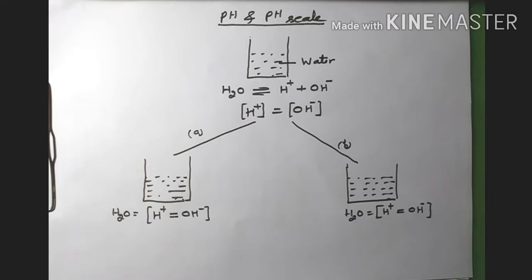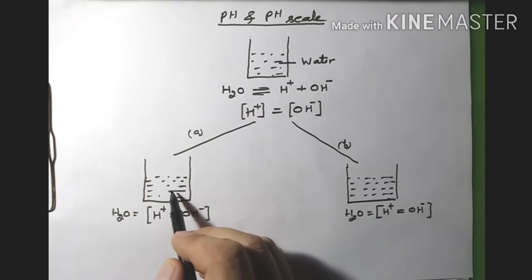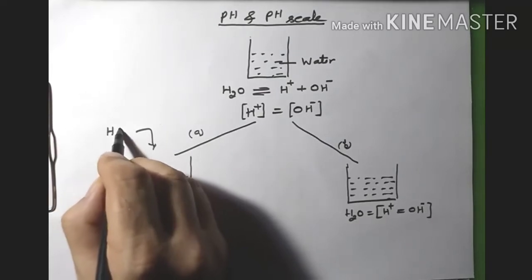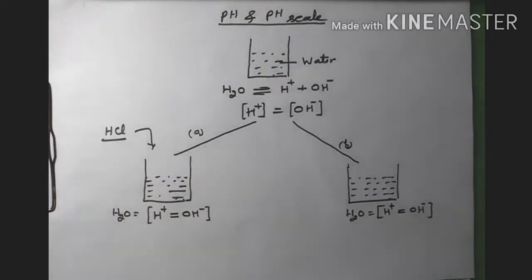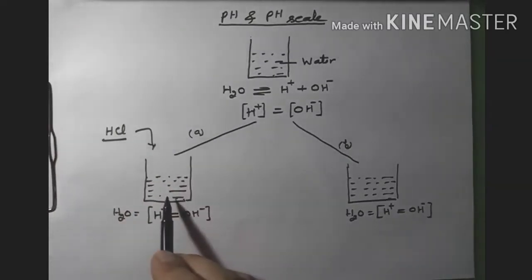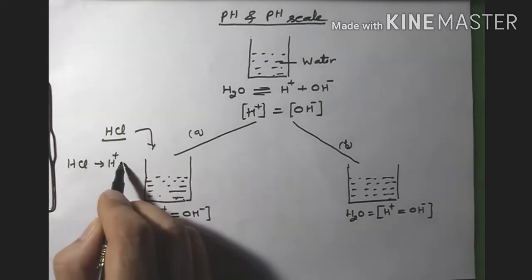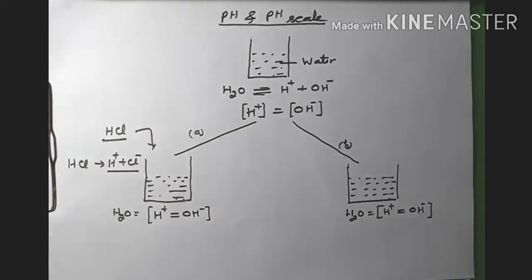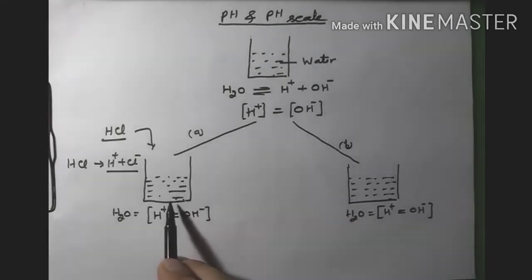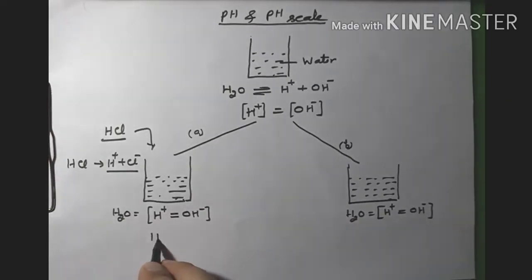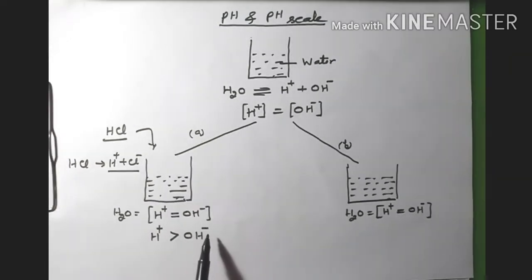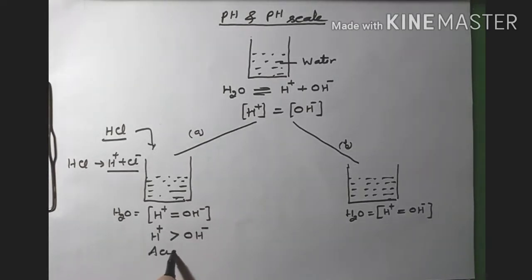Now what we have to do, in this beaker A, I add one HCl solution. HCl solution means hydrochloric acid solution. As we add, the HCl breaks into H plus plus Cl minus ion. It means after adding this acid in the water, the concentration of H plus ion becomes greater than the OH minus ion. And those solutions in which the concentration of H plus ion is greater than the OH minus ion are called acidic solutions.